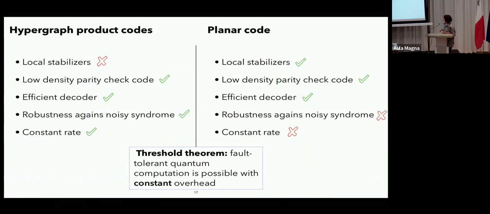which have all the things that are needed by the threshold theorem, and basically give up the locality of stabilizers to obtain constant rate. And as you can see, they can also be made robust against noisy syndromes, but we'll see. And spoiler, the planar code itself is a hypergraph product code, but it's 4 minutes to midday, so we're going to talk about them later.